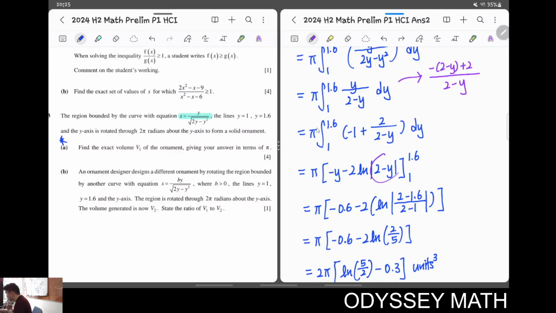My overall expression here is positive. Okay, let me be very precise. I'm not saying that 1 to 1.6, then you remove the modulus. Okay, let me correct myself. So after substituting it in, and the overall expression for 2 minus y is positive, then you can remove the modulus. If you can observe that, then you remove the modulus.